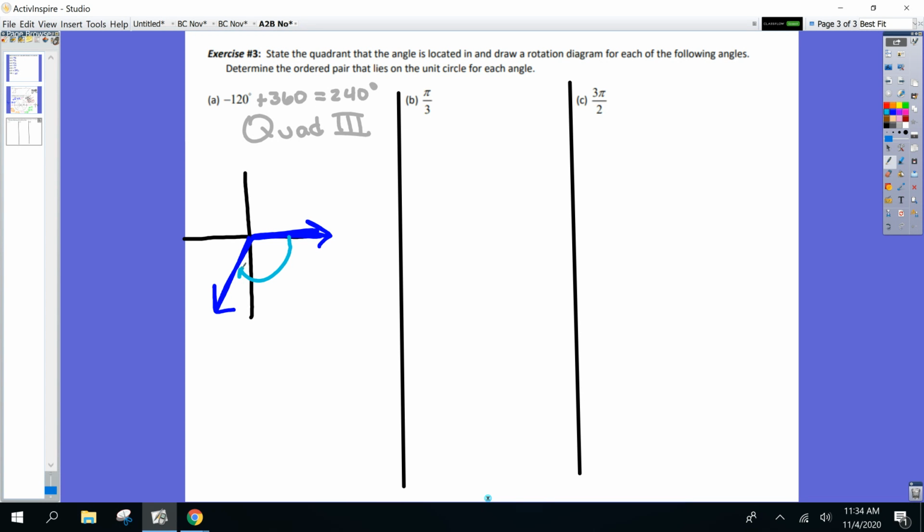All right, so that was total review right there. Now let's get to the good stuff. What is this point on the unit circle at 240? Well, you've got to find the reference angle. That's your first job. Don't look back and cheat either. Reference angle. What's the reference angle for 240 degrees?